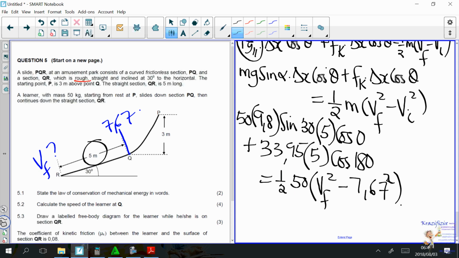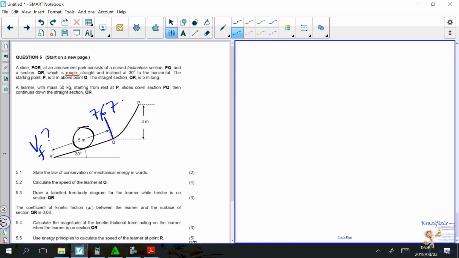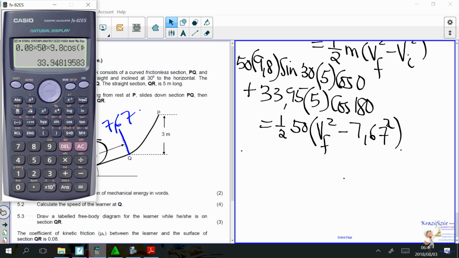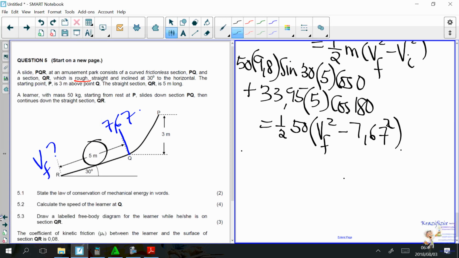We can put all of this in our calculator. We'll do it together so that we all see how to deal with it. If you're not so good with your maths, just do it separately. 50 times 9,8 times sine 30. Make sure you close the bracket. Times 5, cos 0. Close the bracket. If you don't close the bracket, you will get errors. 1225. So the first one is 1225.